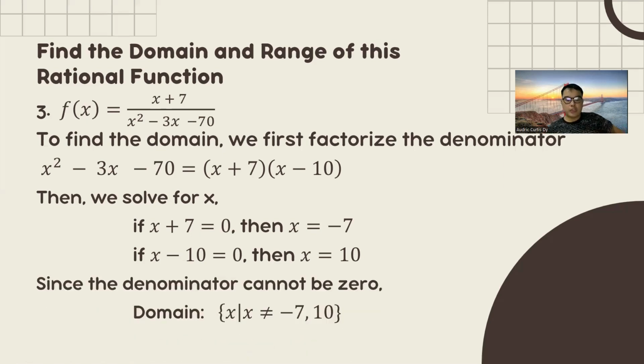Okay, so since the denominator cannot be 0, so all real numbers except negative 7 and 10. So, ibig sabihin, negative 7 and 10 cannot be the values of x. Any value except negative 7 and 10. So, it means to say that all real numbers except negative 7 and 10. So, x is not equal to negative 7 and 10. So, hindi kasama si negative 7 and 10.